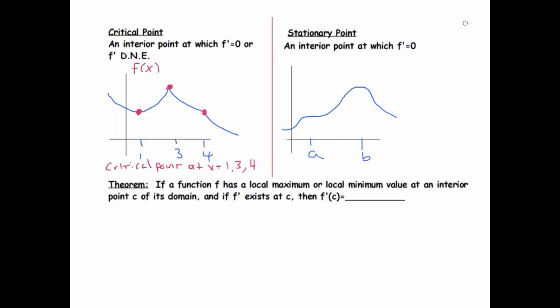Now notice I've got a min at 1, a max at 3, and I've got neither a max nor min here at 4. So just because you find a critical point doesn't mean you found a max or min, but we're going to see that if there is a max or min in the interior, it's going to happen at a critical point. So I'm just going to note that at the top. We'll say extreme values only occur at critical points.